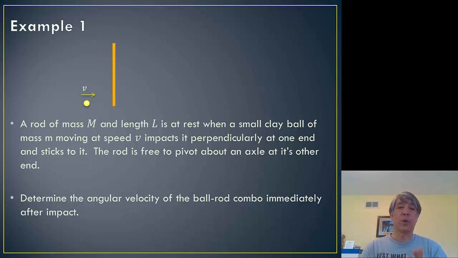Here's the first one. I have a rod of mass m and length l. It's at rest, and the rod is free to pivot about an axle on the upper point. Determine the angular velocity of the ball-rod combination immediately after impact. Anytime you have two objects coming together, you should think of this as a conservation of momentum, either linear or rotational. Because it's got an axle, rotational has to be involved here.